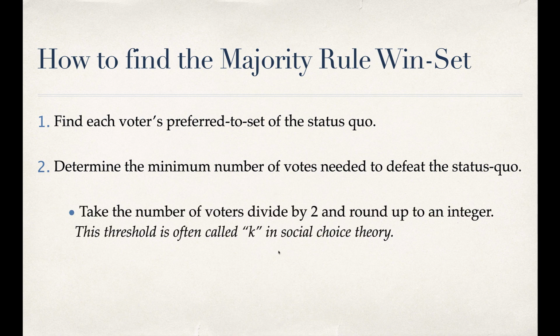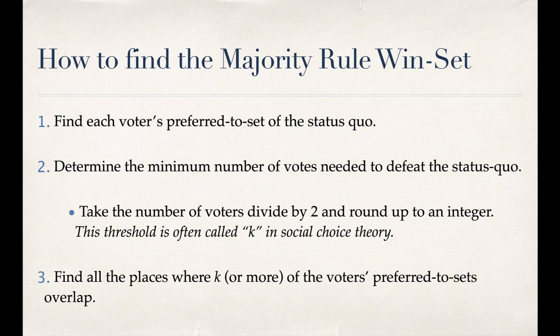So then you take the number, and here's how you do that. You take the number of voters, divide by 2, and round up to the nearest integer. This threshold is often called K in social choice theory. So the simple majority rule is the K where you have more than a half, all right? There are also K majority rules for supermajorities, and we'll come back to those later on. But for now, we're going to be looking at simple majority rule, which is the K of 1/2 plus 1 voter, all right? So the next thing we want to do is find all the places where K or more of the voters' preferred-to sets overlap.